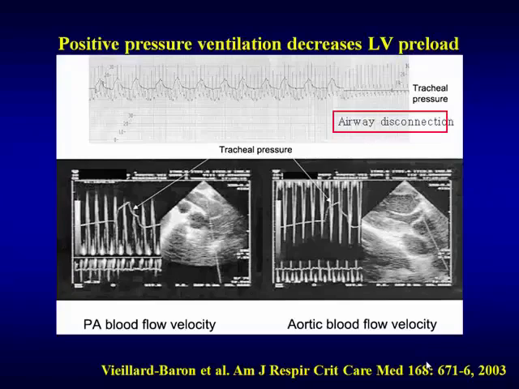And Antoine Vieillard-Baron, in 2003, finally validated that what we showed in dogs 20 years ago was also true in humans. He used echo and showed that with positive pressure breathing, there is a decrease in pulmonary artery blood flow, and 3 beats later, there's a decrease in aortic blood flow. So what I showed you in dogs is also true in humans, as you can see.